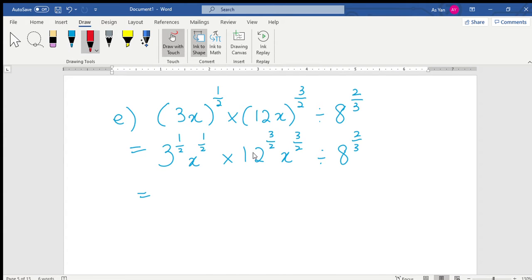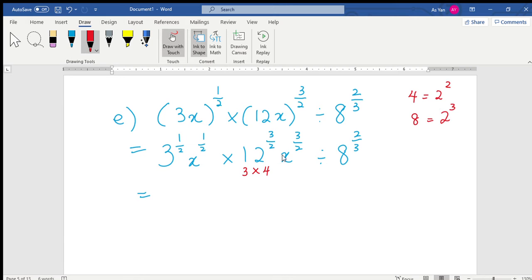Okay, so 12 is related with 3 times 4, and 3 times 4 equals to 12. And we know that 4 we can change to base 2, which is 2 square, while this 8 equals to 2 to the power of 3. So when we change to the same base 2, we can simplify.